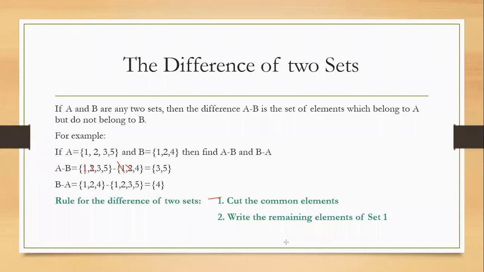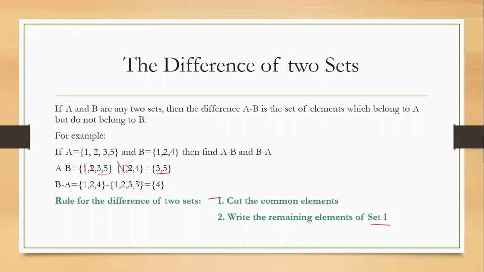Now, the second rule is write the remaining elements of set 1. Please remember this line. Set 1 means here set number 1 is A. That means it is written first. Write the remaining elements of set 1. The remaining elements are only 3 and 5. Therefore, the answer is 3 and 5.